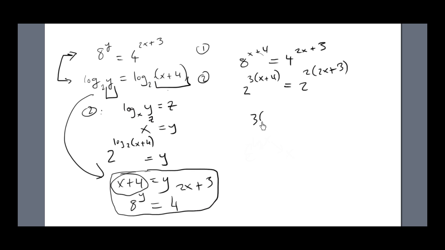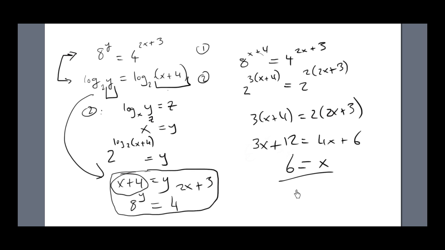So that means that 3 times x plus 4 is equal to 2 times 2x plus 3, these powers. Then we open that up: 3x plus 12 is equal to 4x plus 6. When we subtract, we get 1x over here, and 12 minus 6 over there. So x is 6, and then y, if y is equal to x plus 4 and x is 6, is 10. And we can put it in here to check. Log to the base 2 of 10 is equal to log to the base 2 of 10. Yes, that's correct.